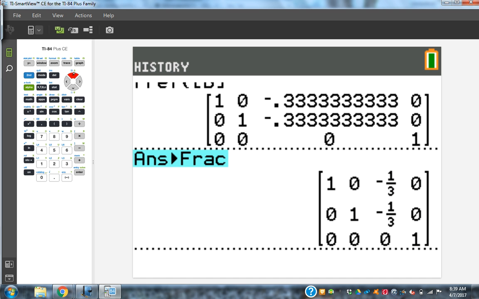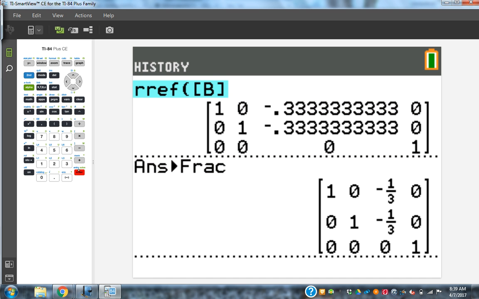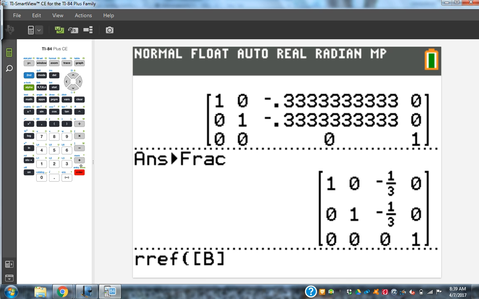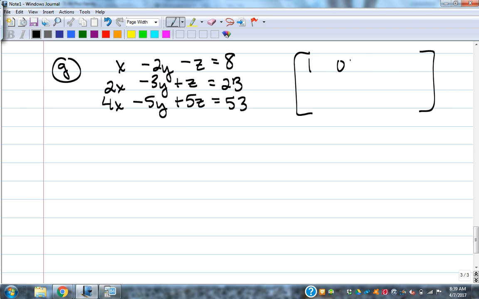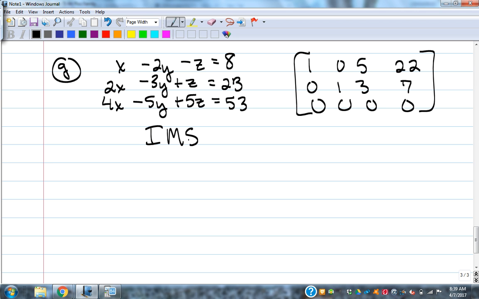RREF. There's that command. And I'll get all zeros in the bottom row. What's that tell us? Infinitely many solutions. So I got 1, 0, 5, 22, 0, 1, 3, 7, and then all zeros. So that's infinitely many solutions, and we'll abbreviate that IMS.